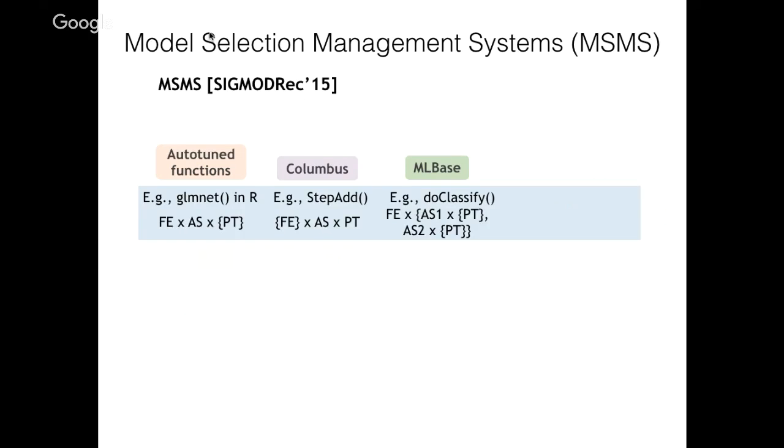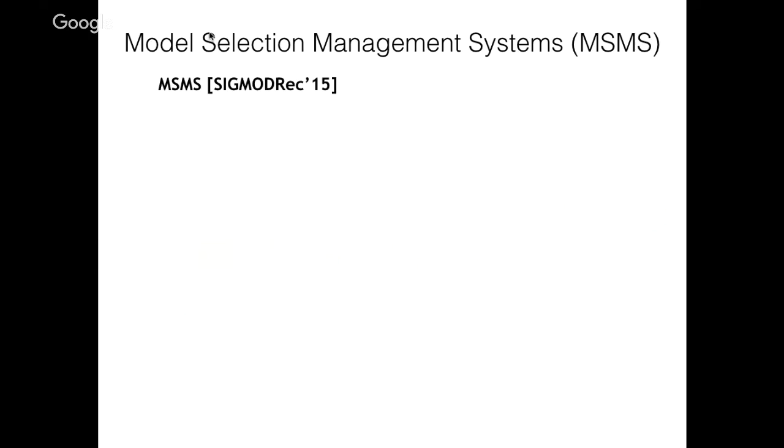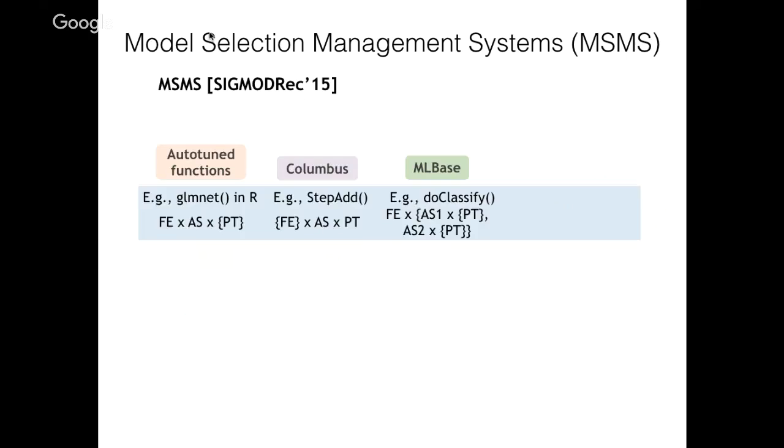Now, of course, several old abstractions and recent abstractions can be retrofitted into this framework. You can think of auto-tuned hyperparameter functions, which are very popular in, say, systems like R, as essentially exploring different combinations of PT. Columbus, which I mentioned before, can be viewed as exploring different combinations of FE. The ML-based system from the AMP lab automates algorithm selection and hyperparameter tuning, and that can be viewed as exploring different combinations of AS and PT.